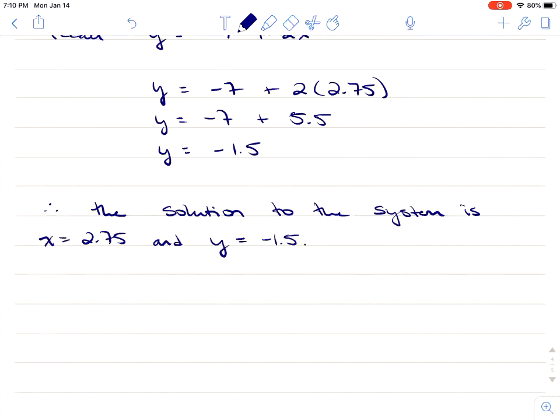What's nice about solving systems of equations is that we can check our work, right? Because we're saying that when x is 2.75 and y is -1.5, both of those equations have to be true. So when we plug those in, first one has to equal 8, the second one has to equal 7. If they don't, we did something wrong, then it's not a solution.